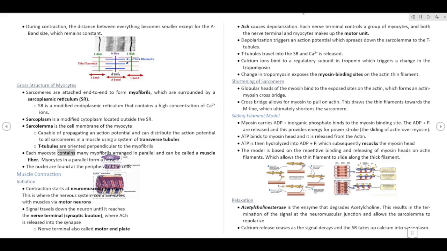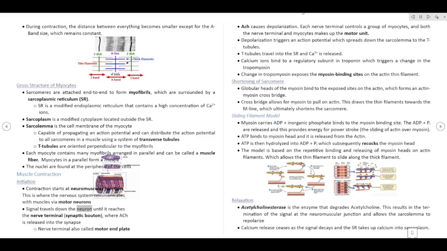Each myocyte contains many myofibrils arranged in parallel and can be called a muscle fiber. Myocytes in parallel form a muscle. The nuclei are found at the periphery of the cells. Muscle contraction. Initiation. Contraction starts at the neuromuscular junction. This is where the nervous system communicates with muscles via motor neurons.